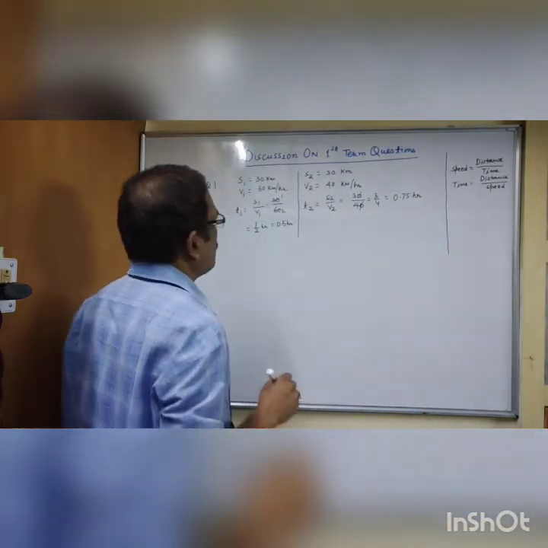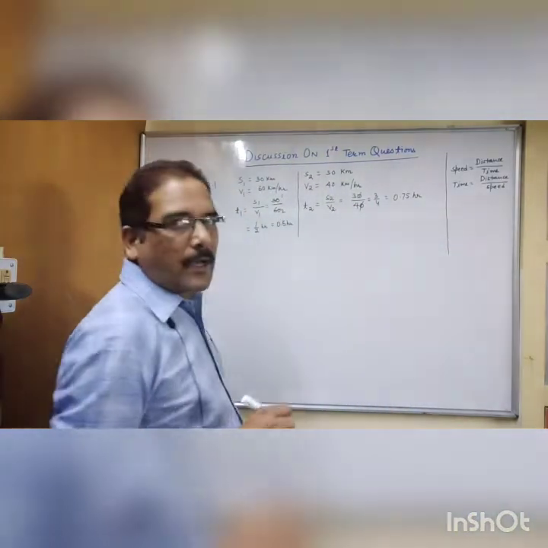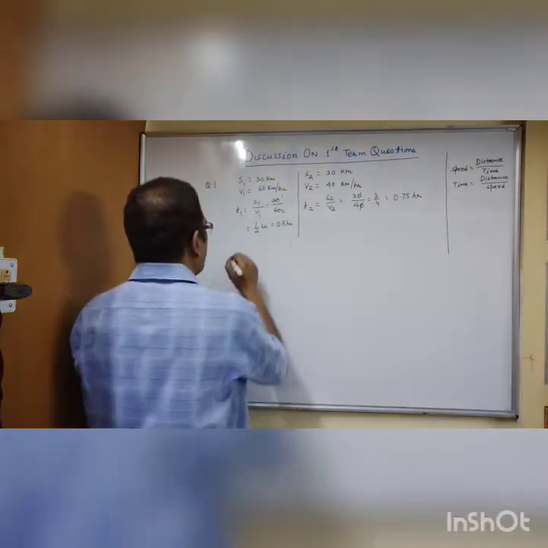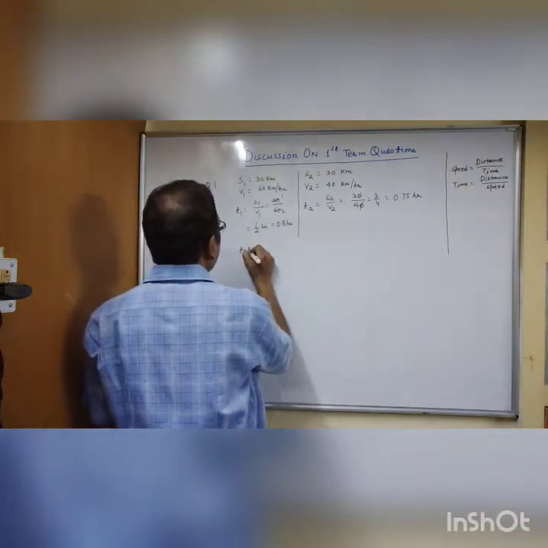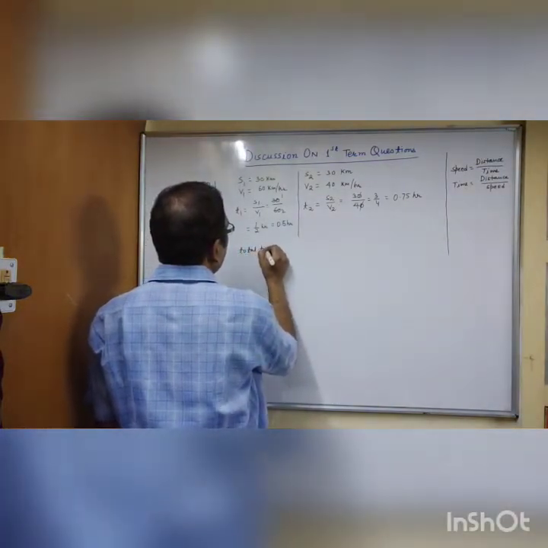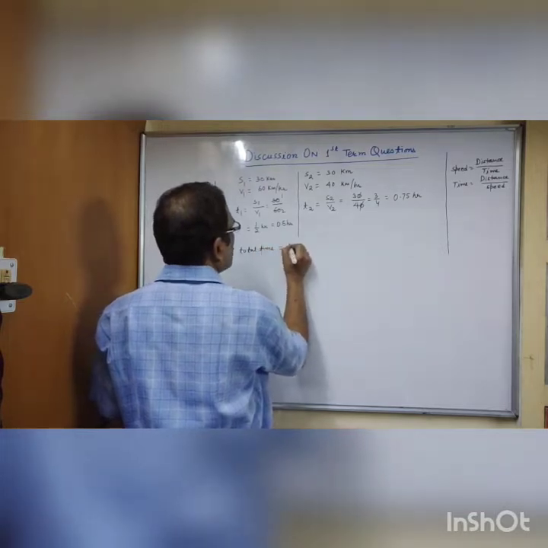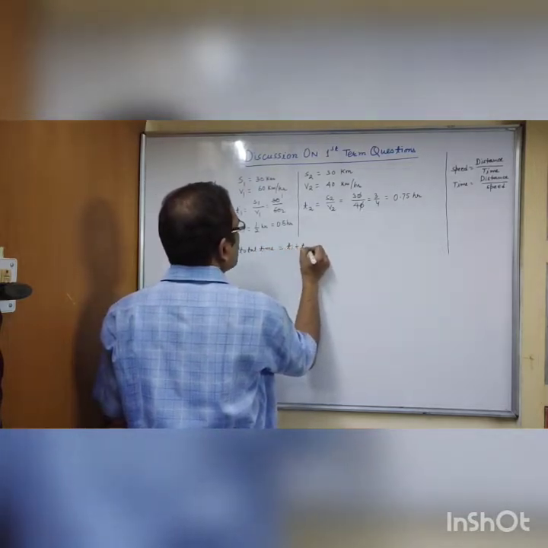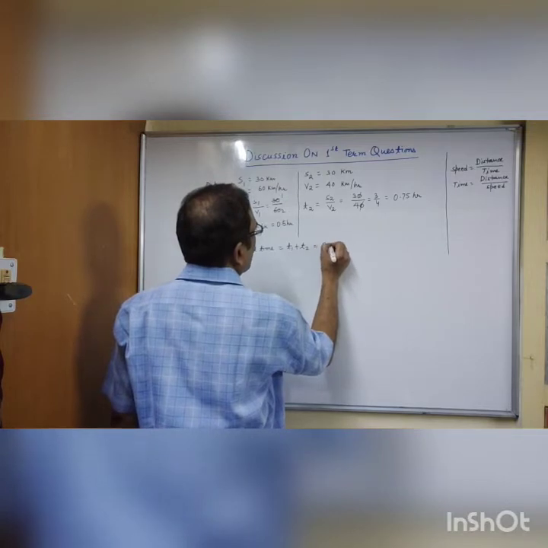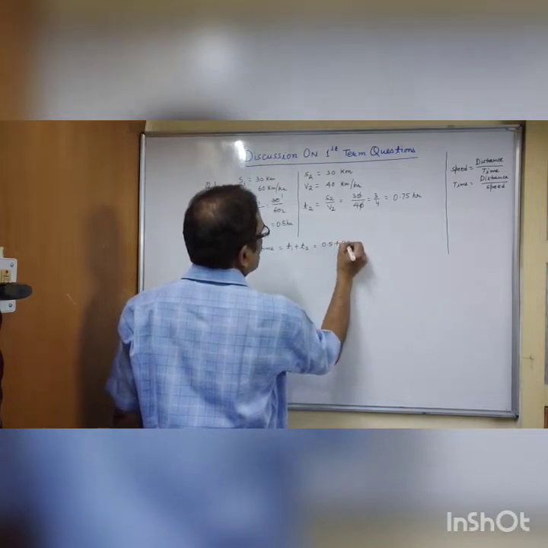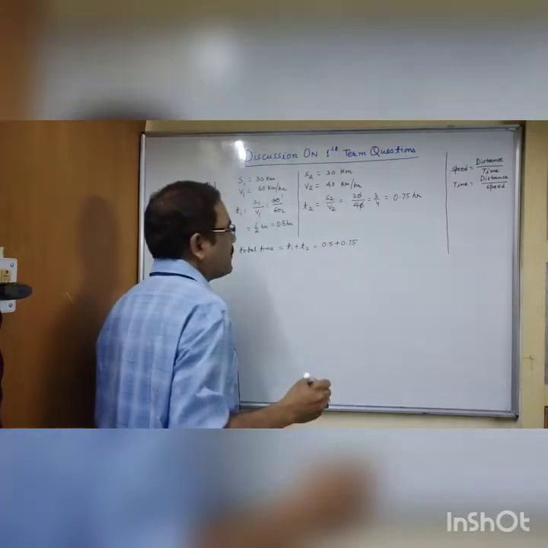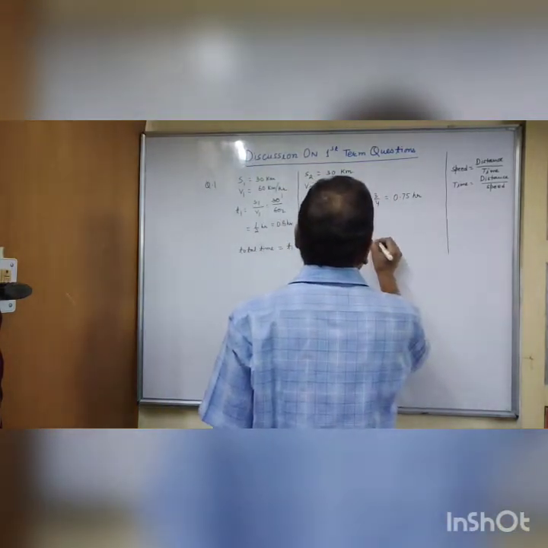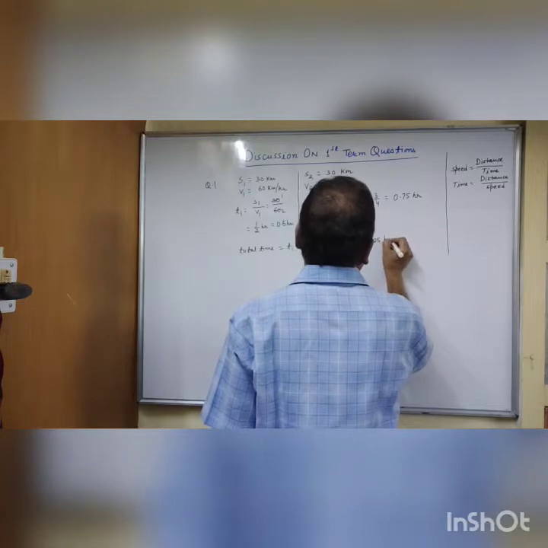Okay. Now in the question you have to calculate the total time. So the total time will be the sum of these two, it means T1 plus T2. So it will be 0.5 plus 0.75. If you add, you will get 1.25 hours.